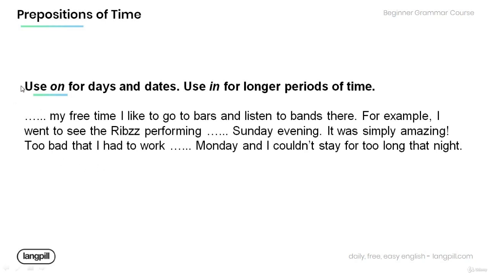Also remember that we use on for days and dates, and we use in for longer periods of time. Read the following text and fill in the blanks with on or in. My free time, I like to go to bars and listen to bands there. For example, I went to see the Ribs performing Sunday evening. It was simply amazing. Too bad that I had to work Monday, and I couldn't stay for too long that night.